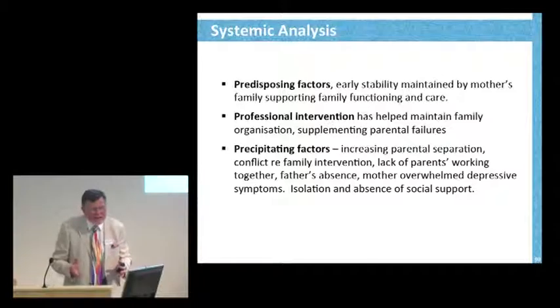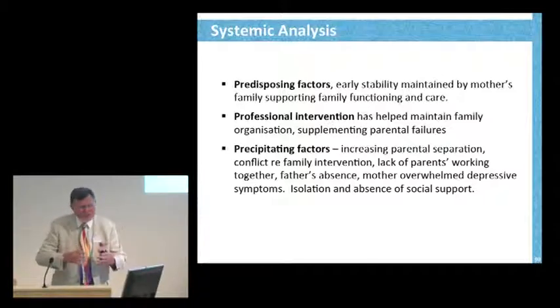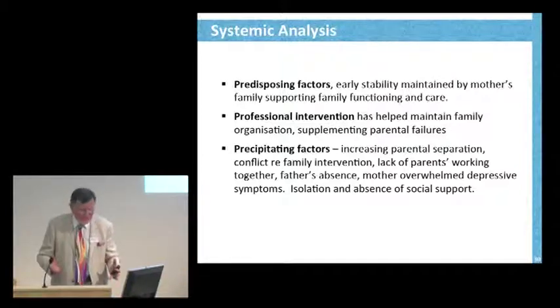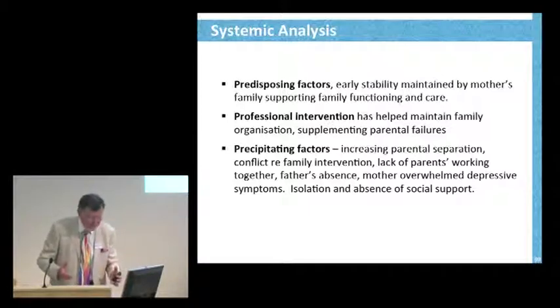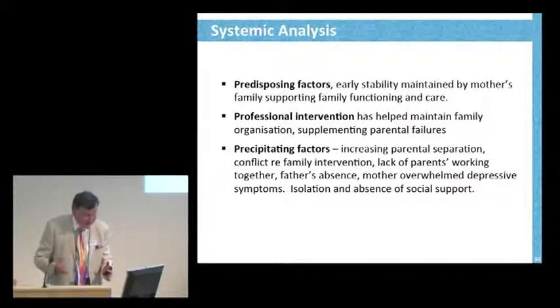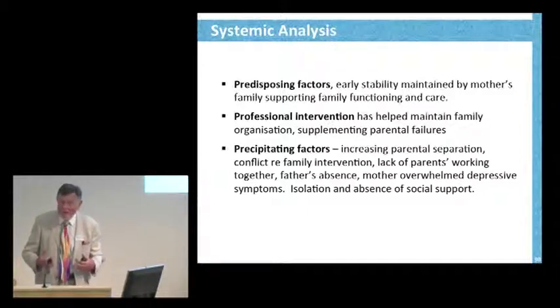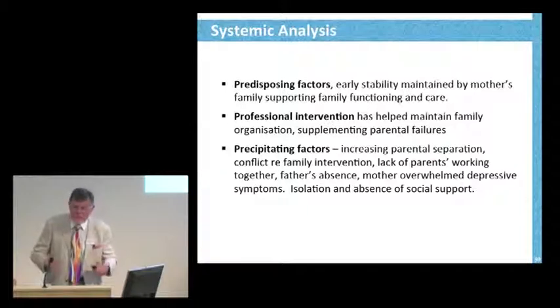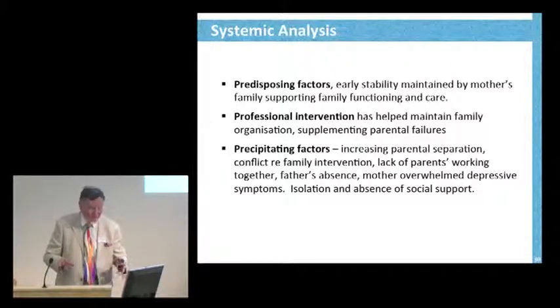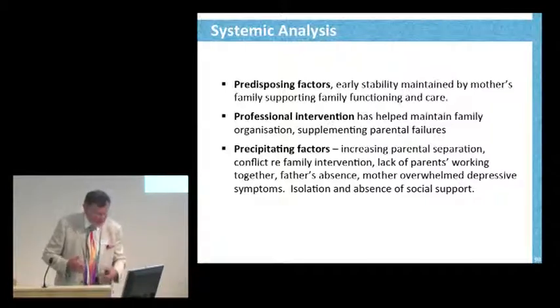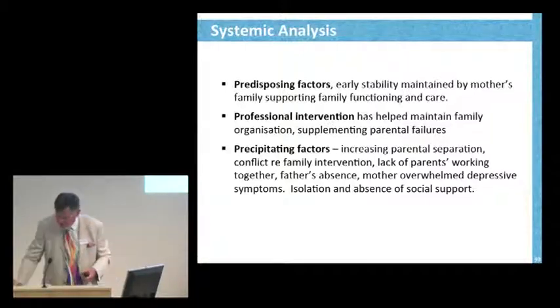Carrying out a systemic analysis, following the sort of approach which we advocate as part of our safeguarding assessment, it was evident that the early relative stability in the family was maintained by mother's family, supporting the family functioning and care. Professional intervention had helped maintain family organization, supplementing parental failures. The precipitating factors were increasing parental separation, conflict about the support the family had given, parents not working together, father's absence, and mother overwhelmed with depression, isolation, and absence of social support.